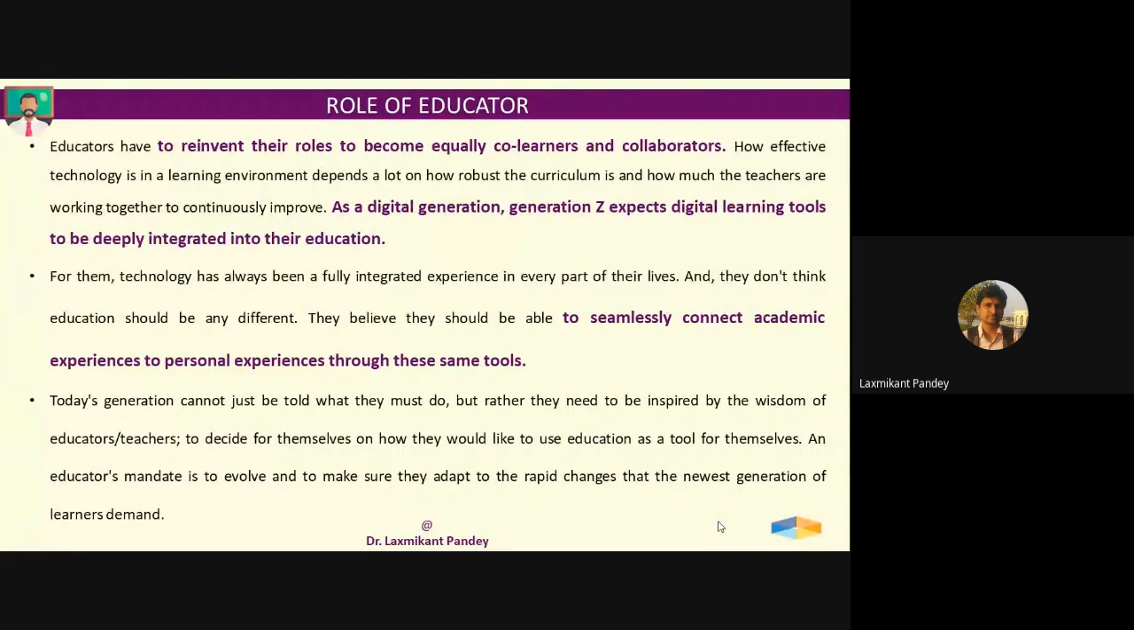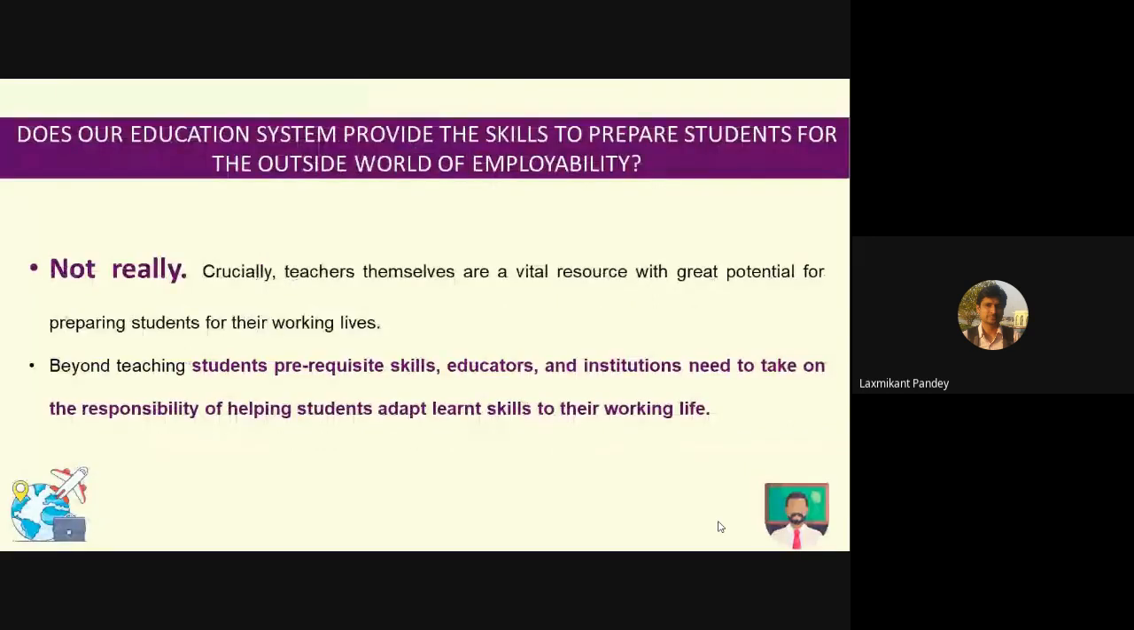The educator needs to be equally a co-learner and collaborator. That is a very important thing. And today's generation cannot just be told what they must do, but rather they need to be inspired by the wisdom of an educated teacher. That is very important. Moral support is very important to decide for themselves how they would like to use education as a tool for themselves. And education's mandate is to evolve and to adapt to the rapid changes that the newest generation of learners demand. This is what I meant to say, that educators have to reinvent their roles to become equally co-learners and collaborators. That is a very important thing.